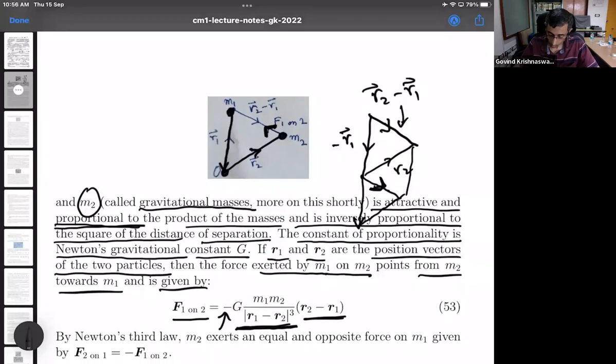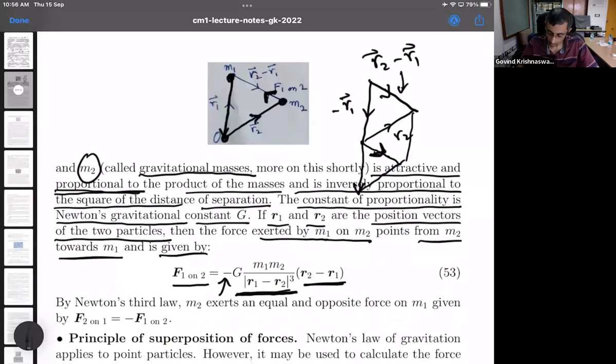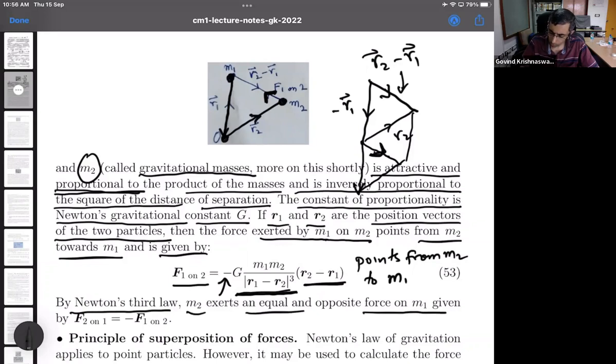Okay. So please look at this formula carefully and convince yourself that it points towards R1, from M2 to M1. Okay, so this equation encapsulates everything we said before. Now, by Newton's third law, M2 exerts an equal and opposite force on M1, given by F2 on 1 is equal to minus F1 on 2. Okay, so that is something we spoke about before.